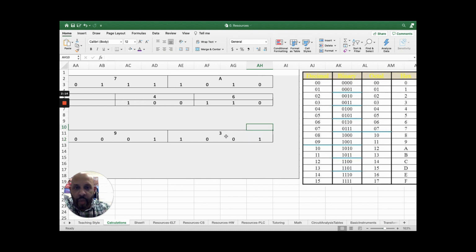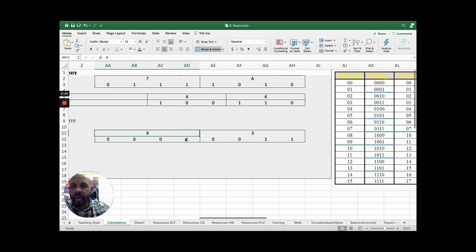Again, so you have your 3. Well, what is the binary of 3? It is 0011. Here you go, that is your 3. And what about 9? Well, look at the 9 here, which is 1001. And that's it. So again, hopefully you don't get confused about this.